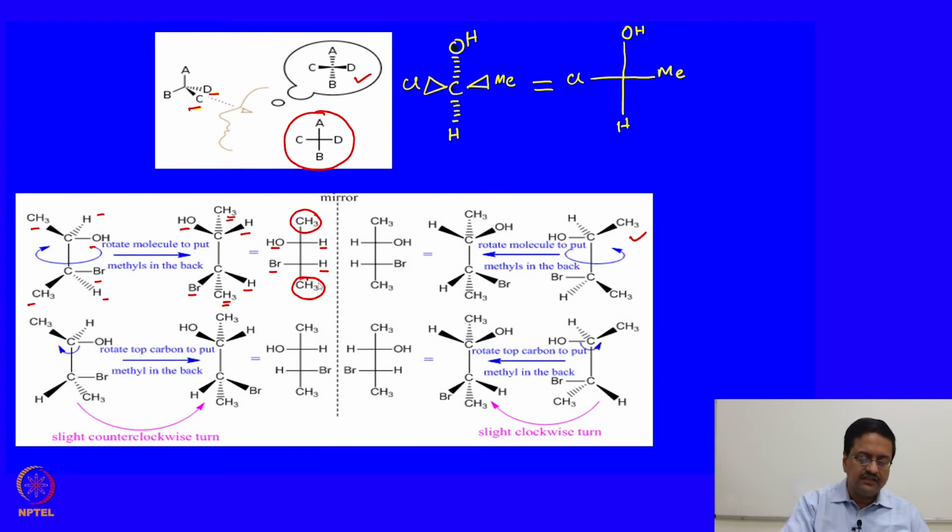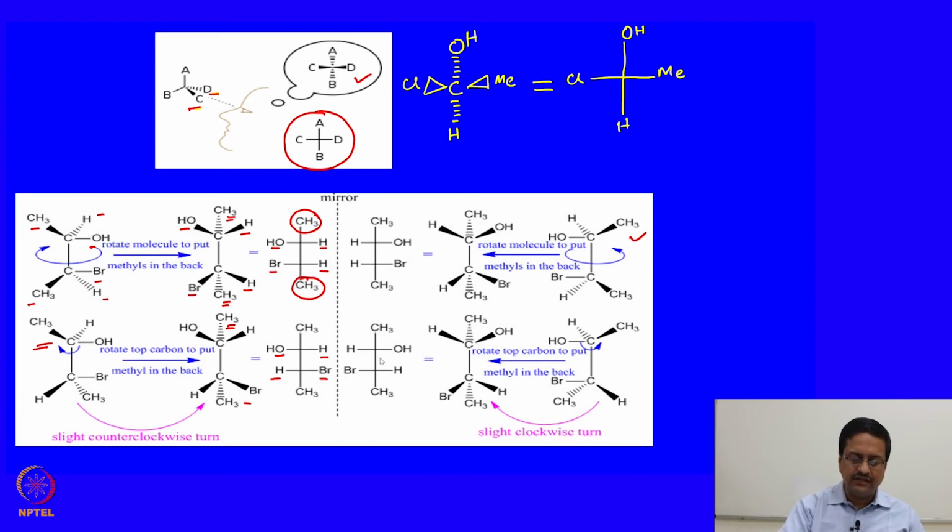Similarly, here what we see is that this molecule we rotate in such a way that we just rotate the top carbon to put the methyl group to the back, and we get this condition. And then when you draw the Fischer projection, the two methyl groups on top and bottom are below the plane of projection. The O and H here and that hydrogen and bromine are pointing upwards from the plane of projection.